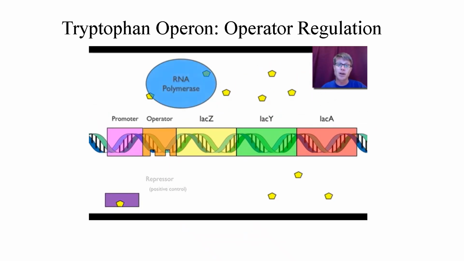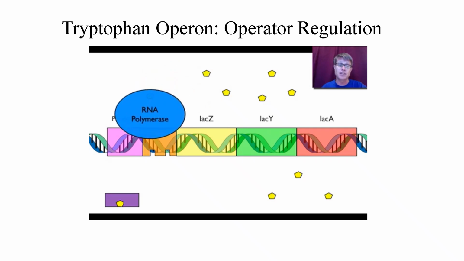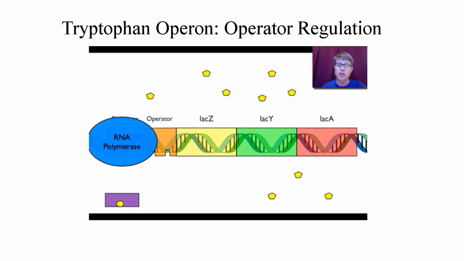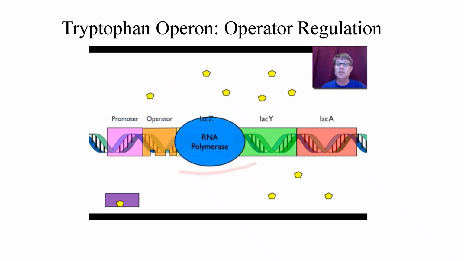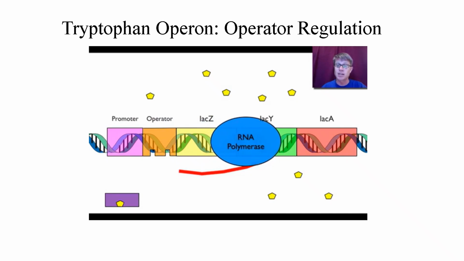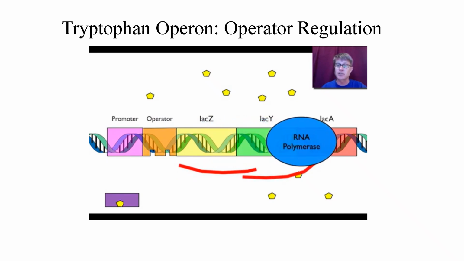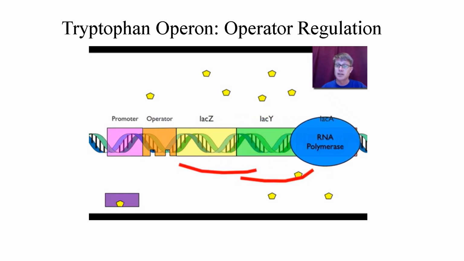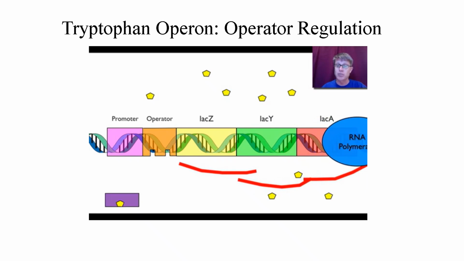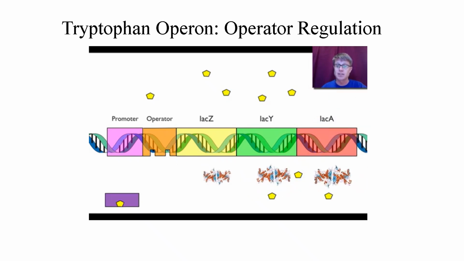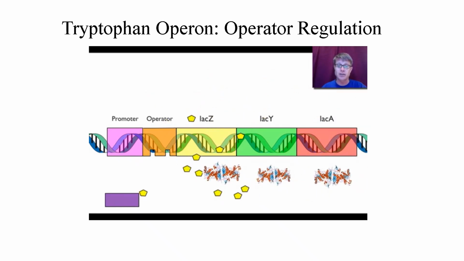Well, who can grab on? RNA polymerase now fits. There's no repressor. RNA polymerase is going to run down. It's going to make each of the messenger RNAs for each of those lac genes. Each of those are going to make a protein, and each of those are going to break down the lactose. And so we can deal with the lactose and we can metabolize that lactose.